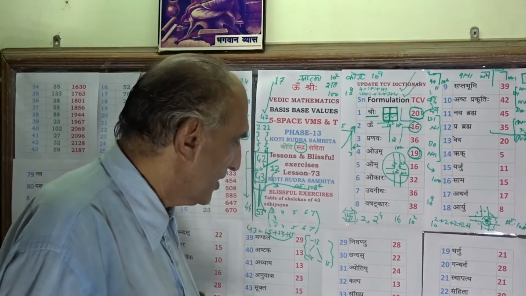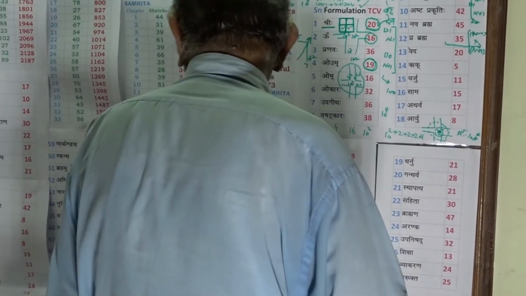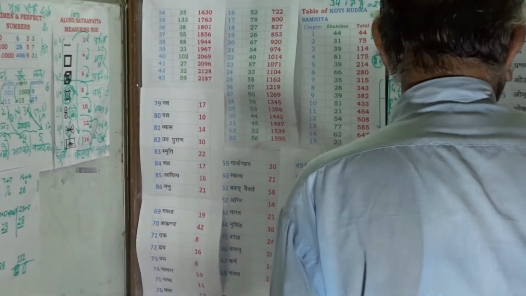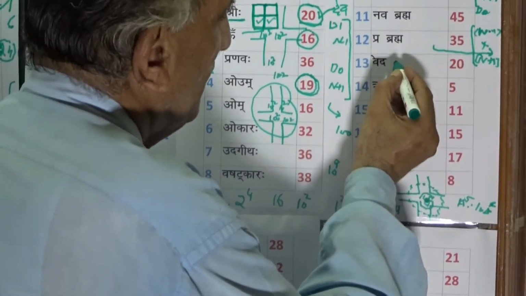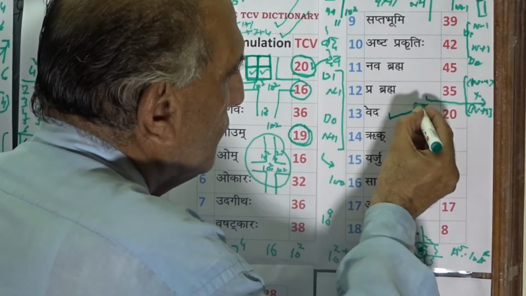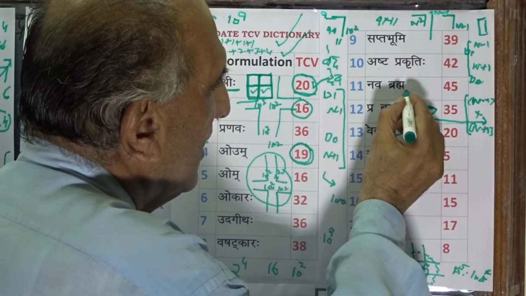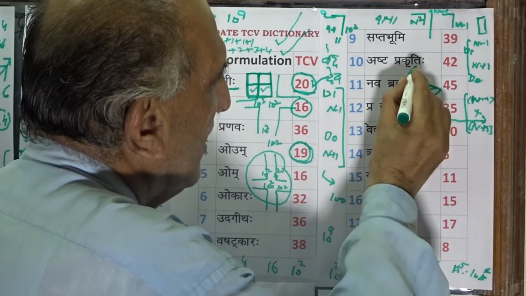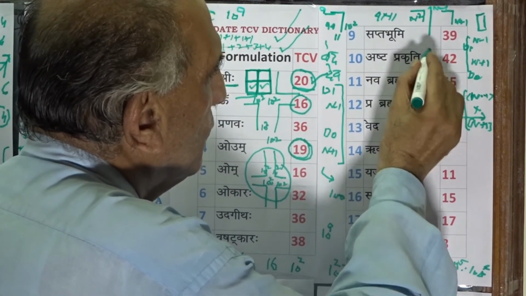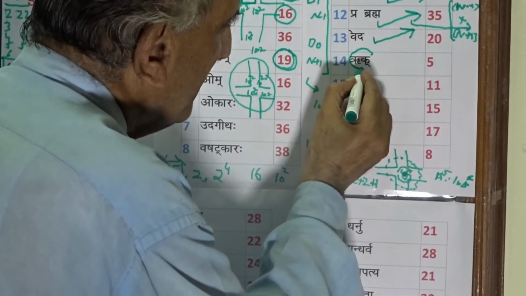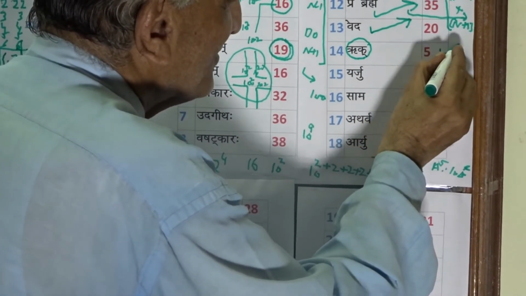And we will reach at the formulations of Rig Ved, Yajurved, Samved and Atharved, and then we will see that these formulations as well are taking us to that Ved itself is of value 20, but the Parbrahm is of value 35. Now Brahm is value 45, and the Ashtaprakriti is 42, Saptabhumi is 39. Then the Rik is of value 5. It is the transcendental domain.